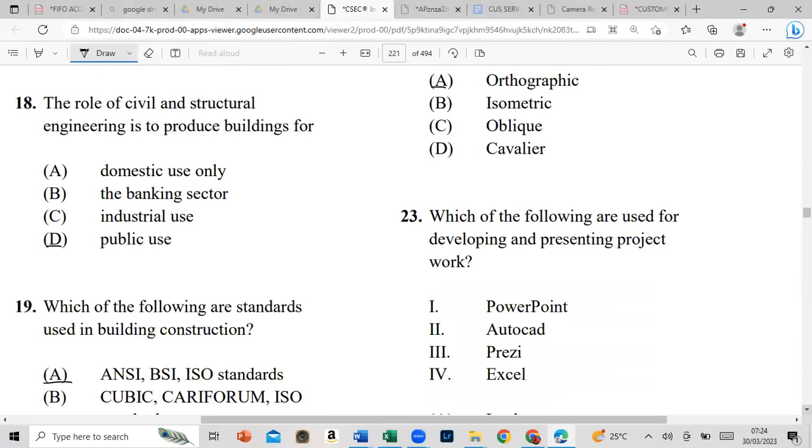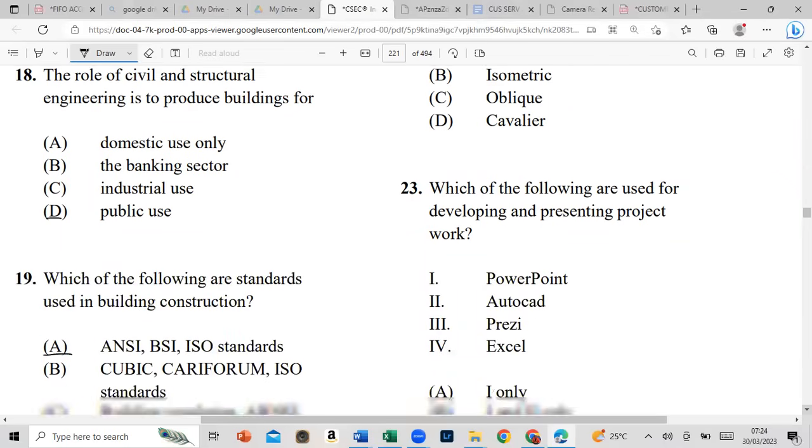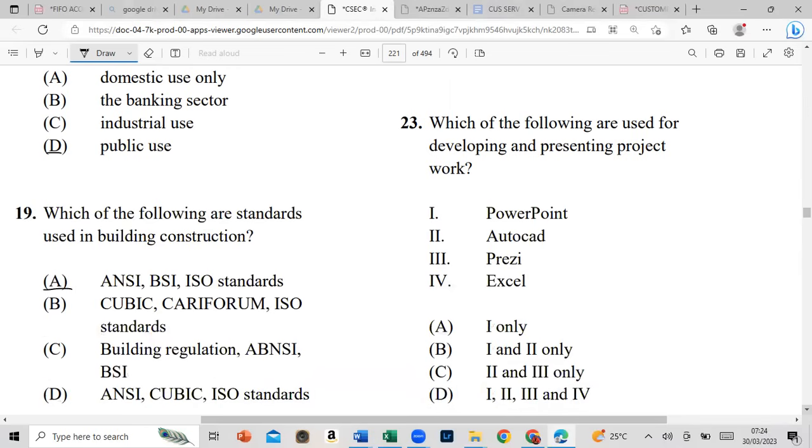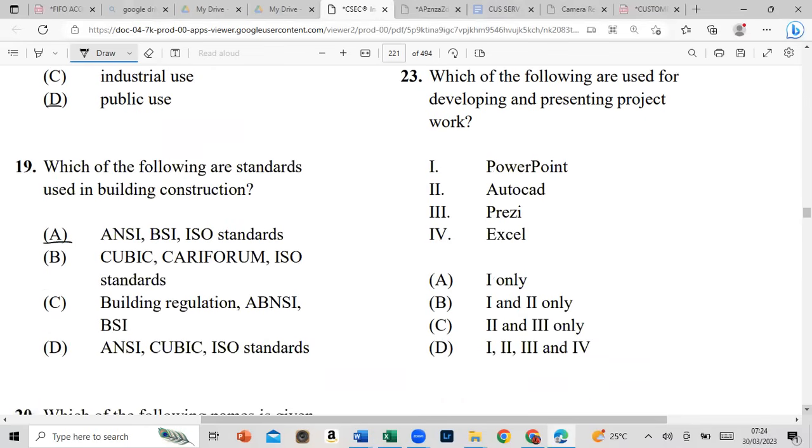Which of the following are used for developing and presenting project work? PowerPoint, AutoCAD, Prezi, or Excel? Is it one only, one and two only, two and three only, or all four?